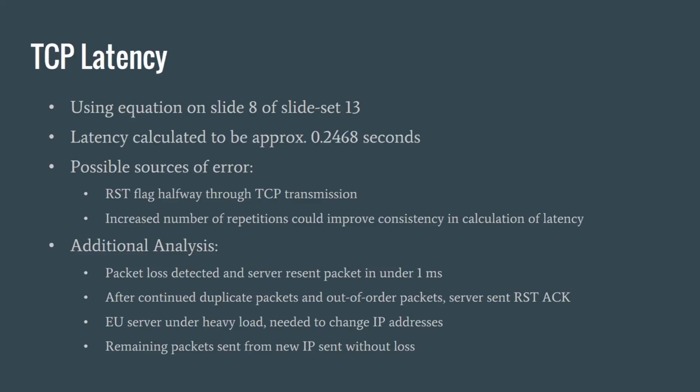From additional analysis, we see that there was packet loss detected occasionally, about 4 or 5 times during the TCP transmission, but the server resent the lost packet typically in under 1 millisecond. There was only one instance where they resent a packet and it took longer than 1 millisecond. After continued duplicate packets and out of order packets, the server eventually sent a reset ACK, which told the client, which told my computer, to move to a different IP address to talk there to continue the rest of the transmission. After that reset ACK, there was no more packet loss and there were no more duplicate ACKs, and the rest of the file transmitted successfully.